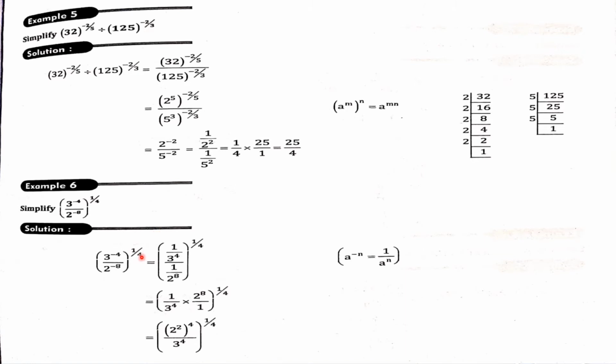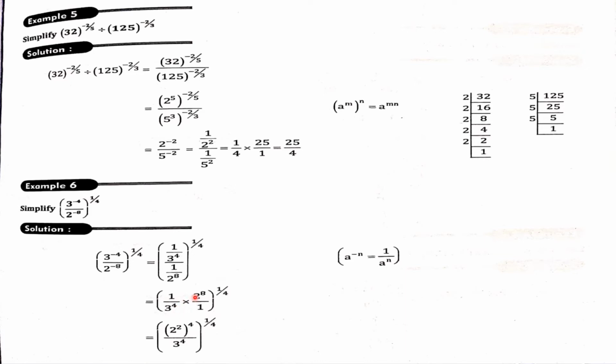3 power 4 minus 4 divided by 2 power minus 8 to the whole power of minus 1 by 4. So the first thing is 3 power minus 4 can be written as 1 by 3 power 4, and 1 by 2 power 8 to the whole power of 1 by 4. So this further will be written as 1 divided by 3 power 4 into 2 power 8 divided by 1, to the whole power of 1 by 4. So now if you multiply this, you will get 2 power 8 divided by 3 power 4.